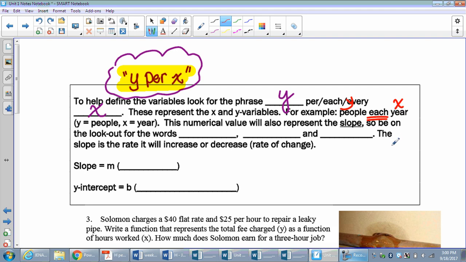This numerical value will also represent the slope, so be on the lookout. What were those three keywords? Per, each, and every. The slope is the rate, it will increase or decrease, the rate of change. We should all recognize that, hopefully, from Algebra 1. Our slope, which is represented by the letter m, is also known as our rate of change. And our y-intercept, which is b, is our initial value.